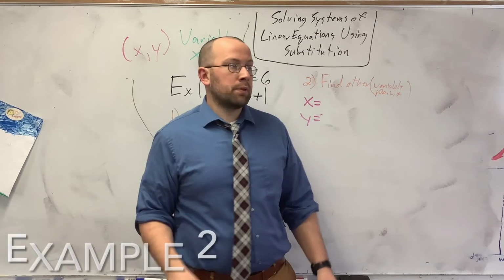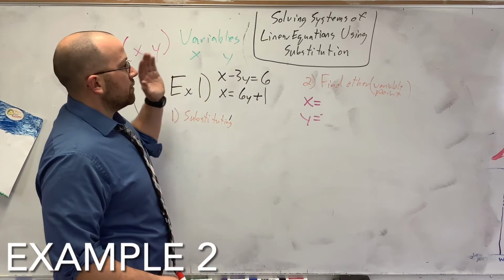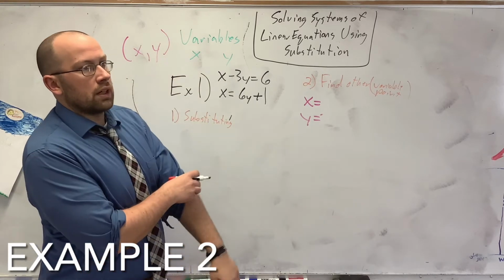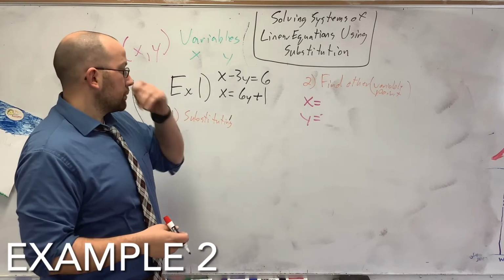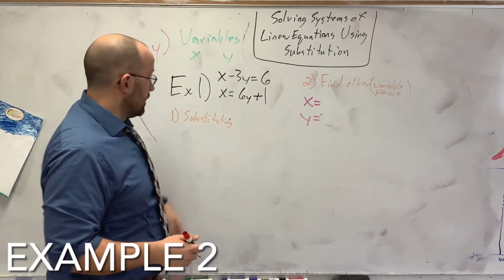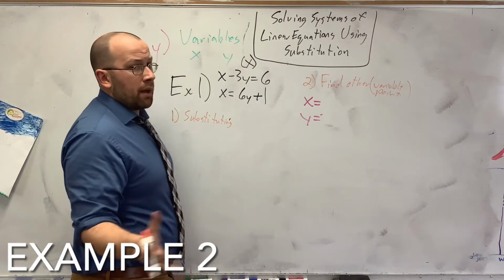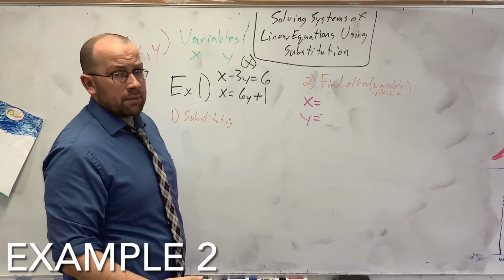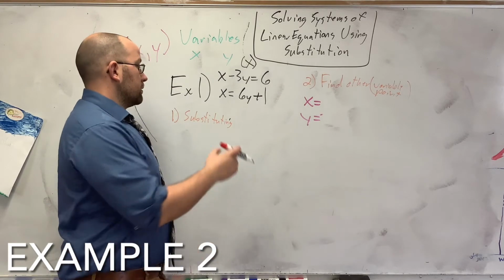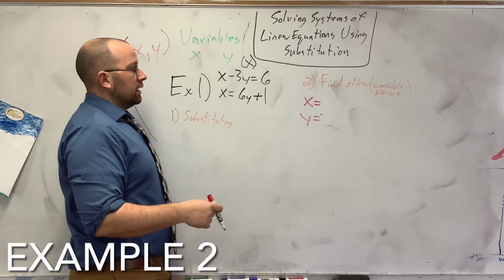All right, example two. This looks a little bit different because last time we had two equations in slope-intercept form. This is the same thing, but last time we solved for the y, and this time we're going to solve for the x. It doesn't matter which variable you solve for. I personally like solving for the y every time. I'm just so used to doing that that it works for me.